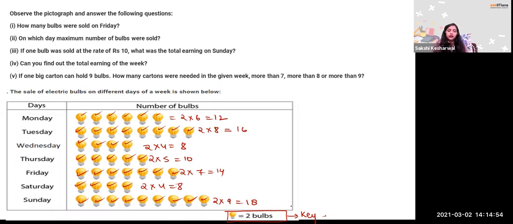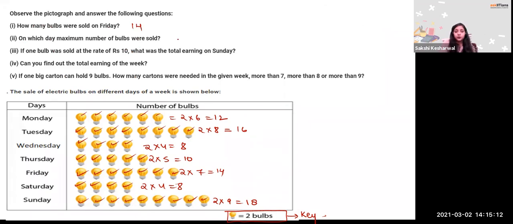So on Monday, the frequency was 12. Tuesday, the frequency is 16. Wednesday, frequency is 8. Thursday, frequency is 10. Friday, frequency is 14. Saturday's frequency is 8. And Sunday, frequency is 18. Now let's go to the questions. How many bulbs were sold on Friday? That was 14. That's it, right?